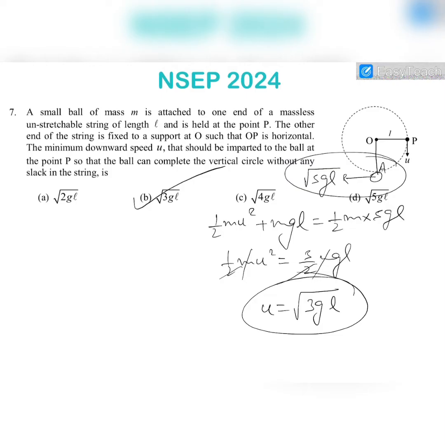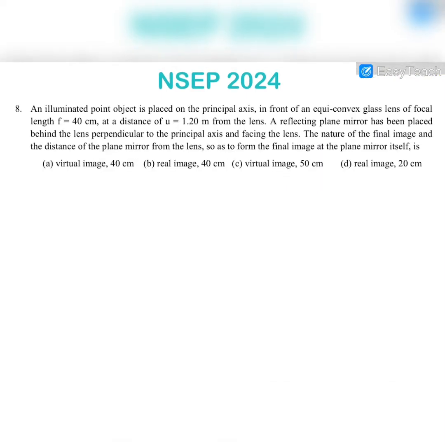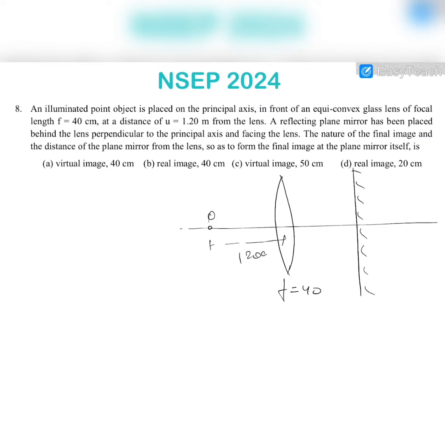Now let us move on to the next question. In this question, you can see that there is an illuminated point object which is kept in front of a lens of focal length f is equal to 40. This is an equiconvex glass lens, and the object is placed at a distance of 120 centimeter. Now let us suppose that the distance of the plane mirror from the lens is x behind the lens.